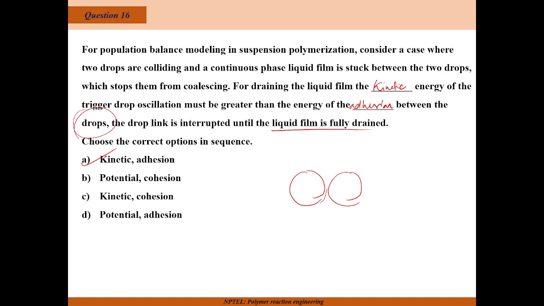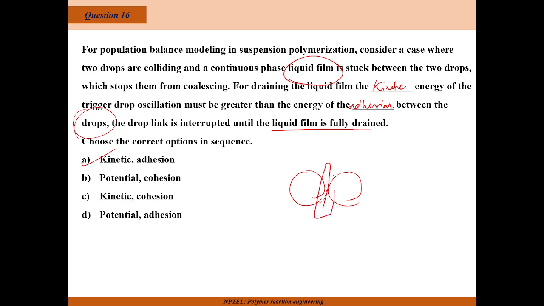Coalescing is kind of mixing. Here, is the liquid film indicating the film of the drop? The liquid film mentioned here, is it the film of the drops? Sorry, your voice is not clear. Is this audible? This film is basically a kind of interface. When these two drops collide with each other, at the interface a thin liquid film is formed.